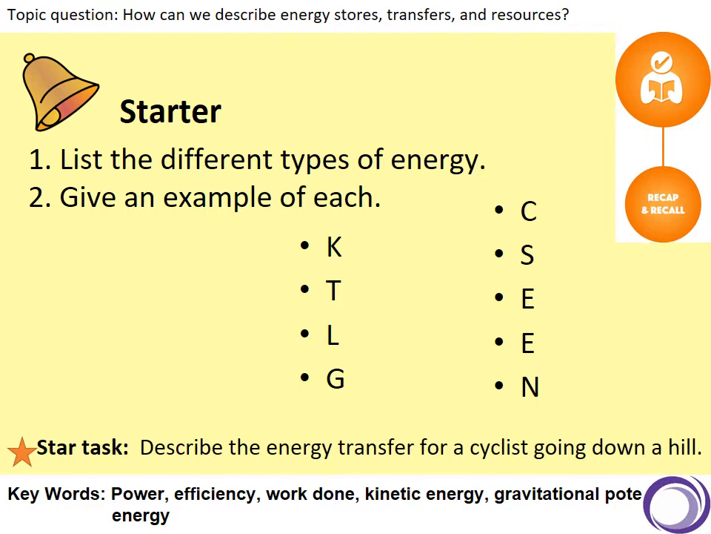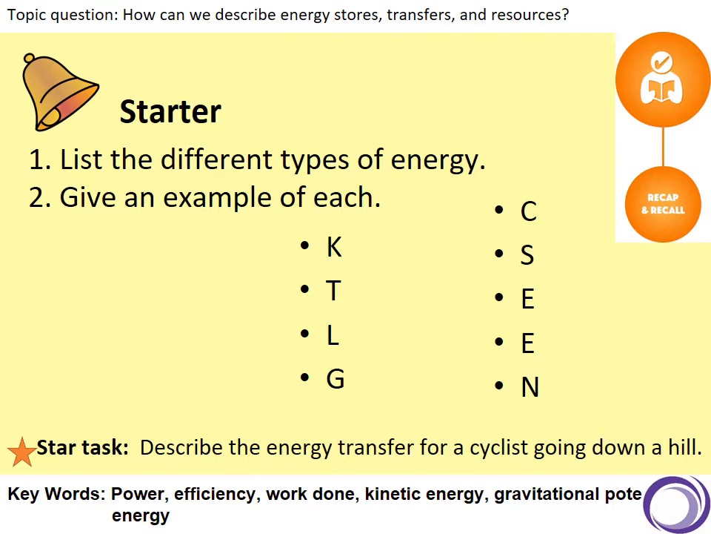So can you list the different types of energy and can you give an example of each of where we might find them? If you are struggling or not sure, then there is the first letter for each energy type there. One of them can have an alternative letter. So where you've got T, that could potentially be an H.